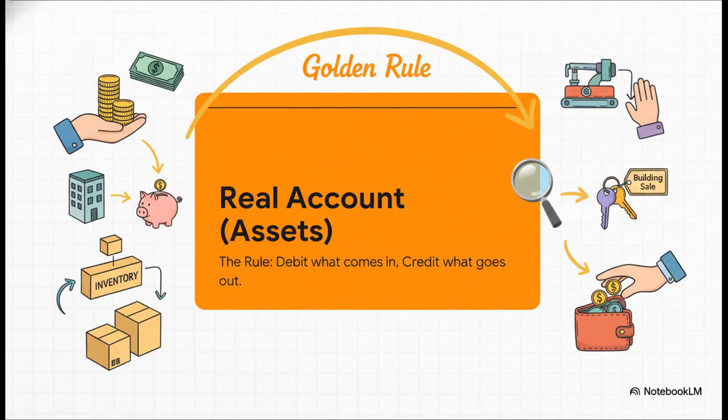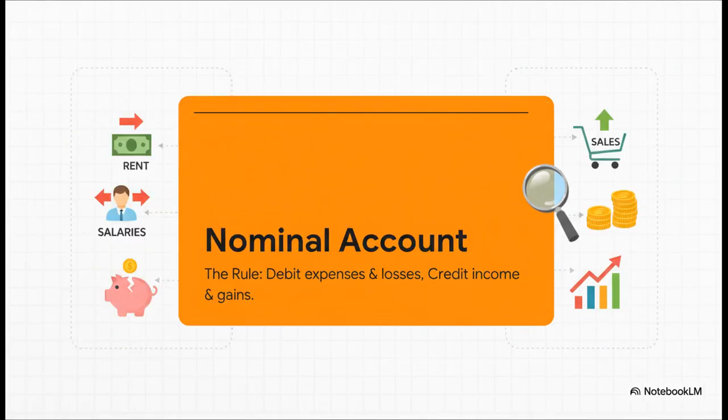Next up, we have real accounts. Now, these are your assets. Think of stuff the business actually owns, like cash, inventory, equipment, buildings. And here's the cool part. The rule for real accounts is our golden rule. Debit what comes in, credit what goes out. See how it all connects? The logic is consistent.